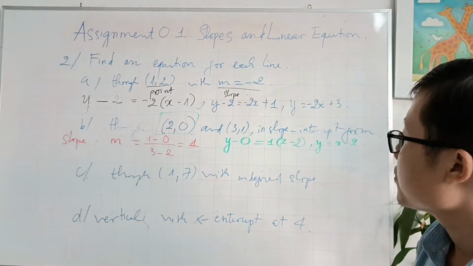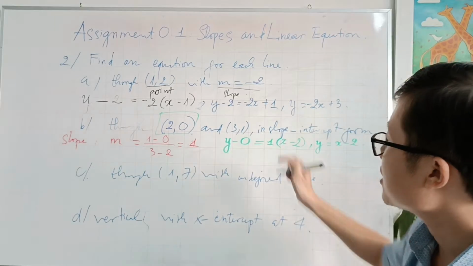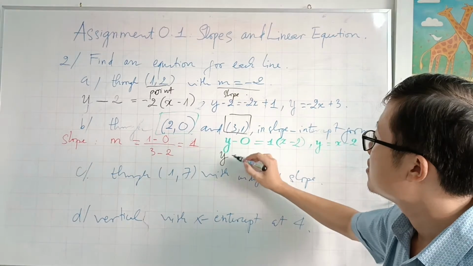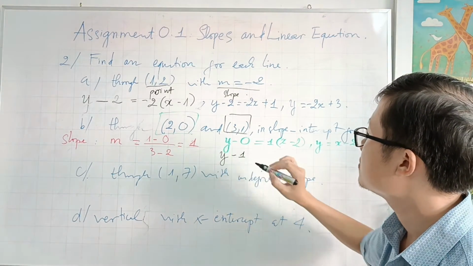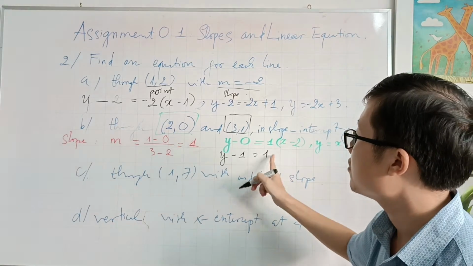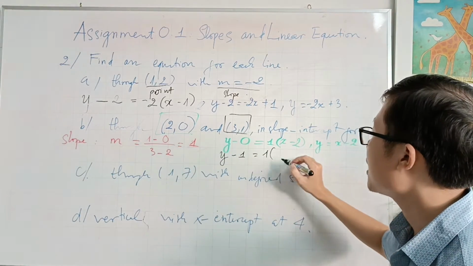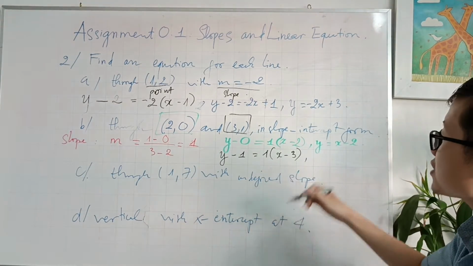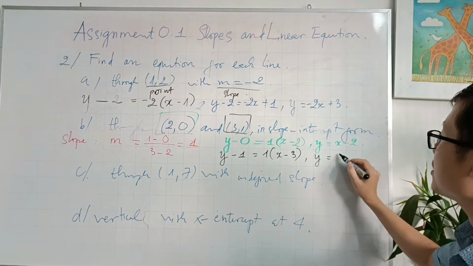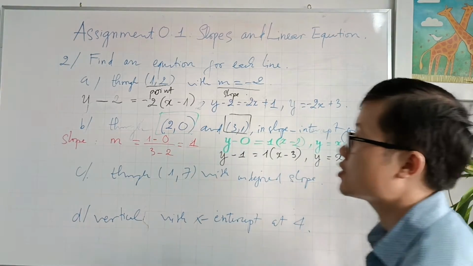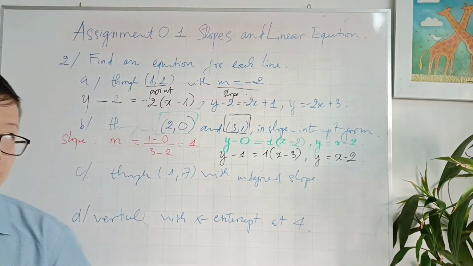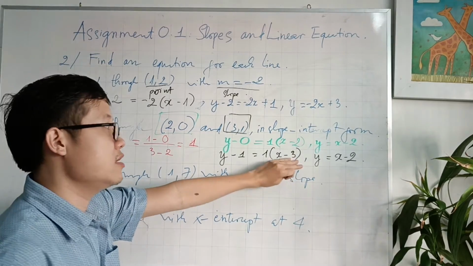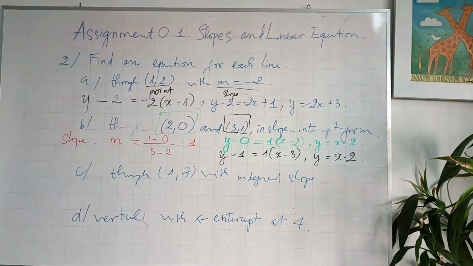Or another way, we choose the second point, y minus 1 equals 1, 1 here is the slope, times x minus 3. So we expand, and we also have the last answer y equals x minus 2. So again, I want to say that whether you choose the first or the last point, it has the same last answer here. It does not depend on your choosing.